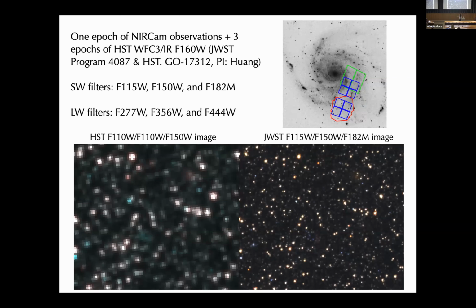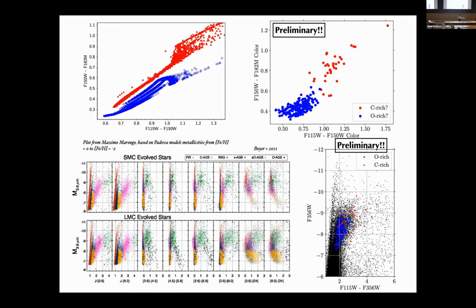But we have 6 different JWST bands with NIRCam. And we're hoping that these will be useful for checking whether or not we've really separated the spectral types well.